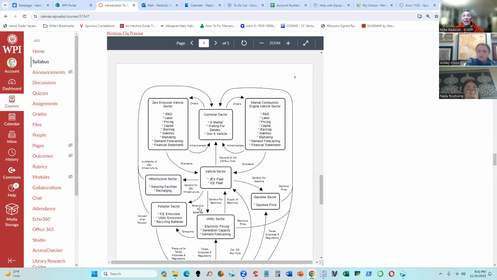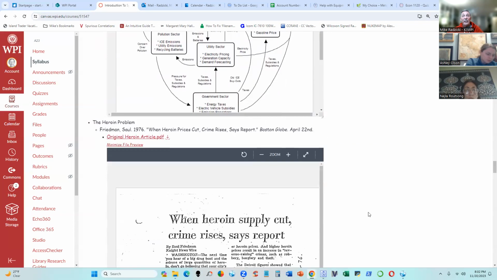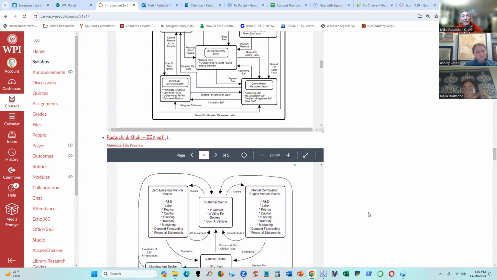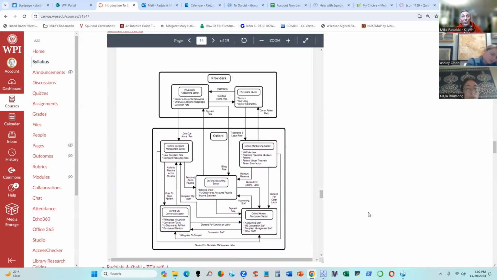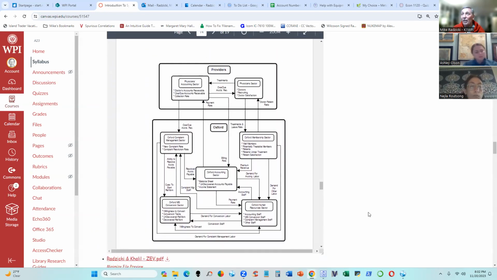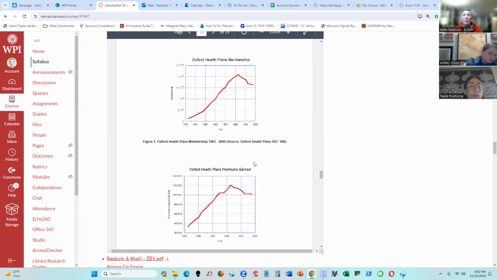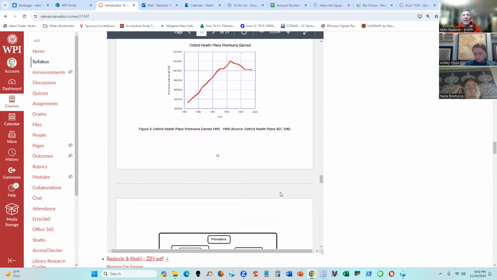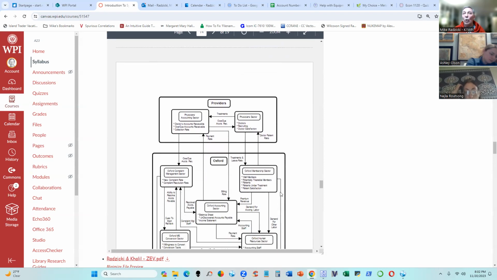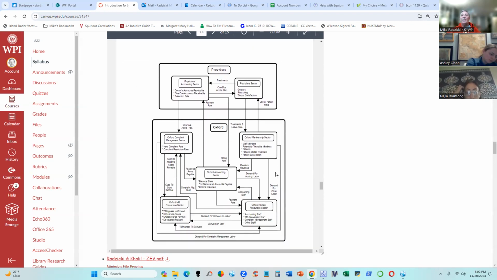Okay, and in a similar vein, we did a project some years ago with Oxford Healthcare. There's an HMO. We had a reference mode in here. So you can see membership, zoom, boom, overshoot and collapse. This is actual data and premiums earned. And the question is, well, why is this happening? And what could they have done to make it not happen? And so here's the structure. So now we have kind of sectors and subsectors.